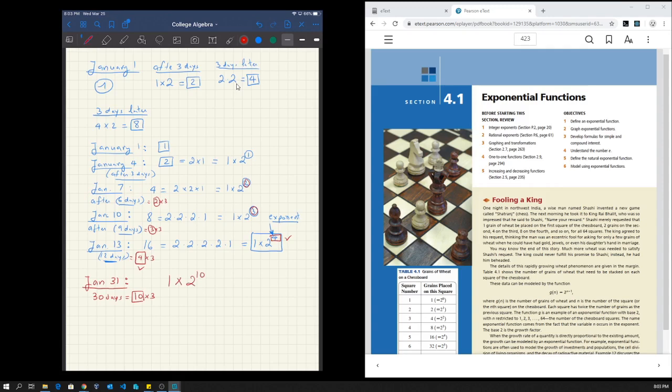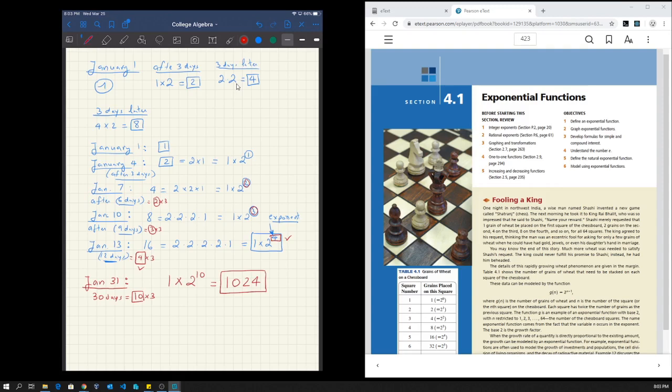If you take 2 to the power 10, by the way, 2 to the power 4 is 16. 2 to the power 5 is 16 doubled, so that's 32. 2 to the power 6 is 32 doubled, which is 64. 2 to the power 7 is 128. 2 to the power 8 is 256. 2 to the power 9 is 512. 2 to the power 10 is 1024. There you have it. We just witnessed exponential growth.